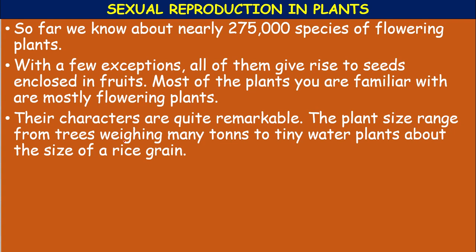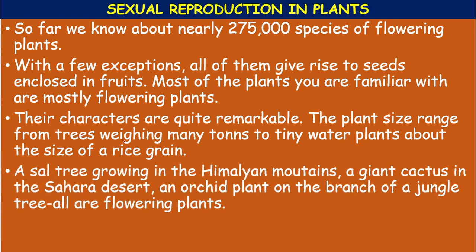The plant size ranges from trees weighing many tons to tiny water plants about the size of a rice grain. A sal tree growing in the Himalayan mountains, a giant cactus in the Sahara desert, an orchid plant on the branch of a jungle tree. These are all flowering plants, isn't it?